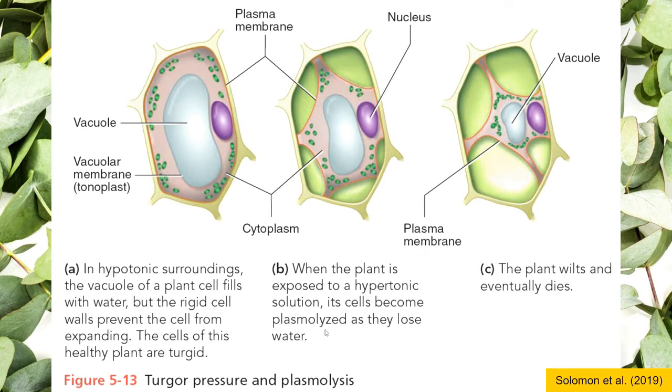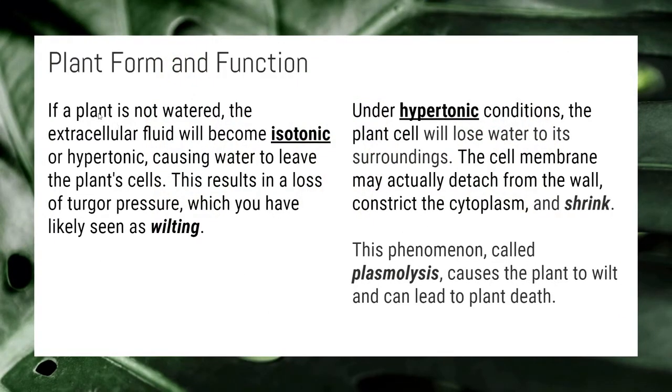Okay, they become plasmolyzed as they lose water. If that continues to happen, it will eventually cause the plant cell to die, and then the actual organism will also eventually die. So this happens when the plant is not watered regularly.